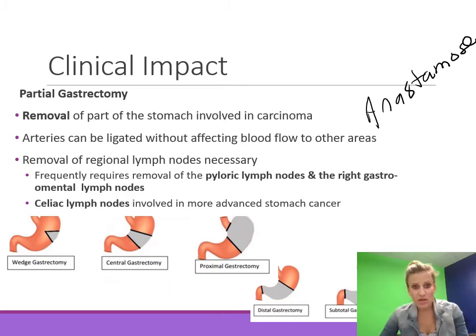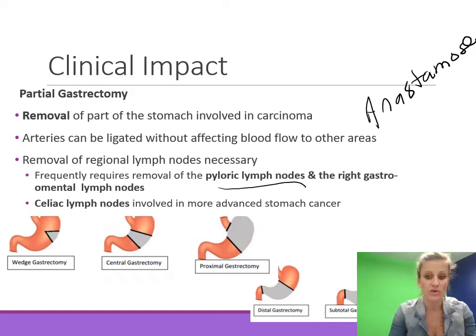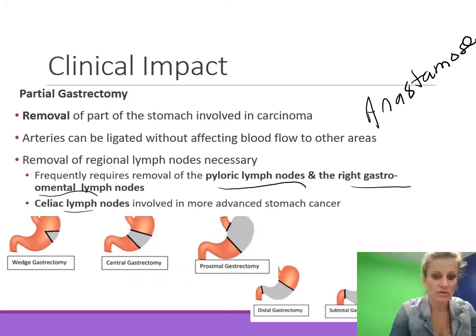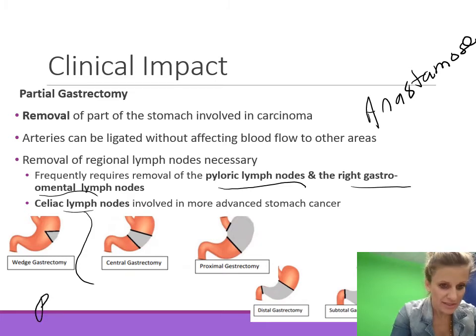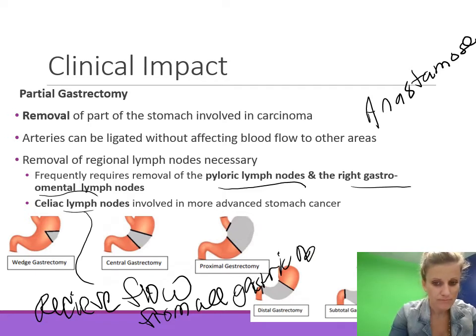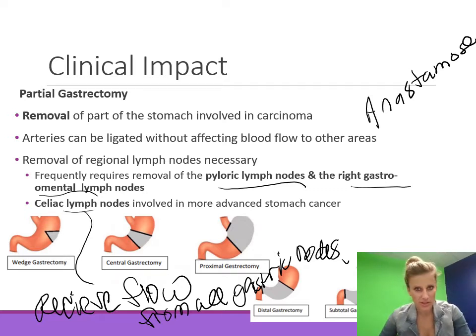When carcinoma of the stomach occurs, you typically need to remove the regional lymph nodes as well because of metastasis. Cancer is most frequently present in the pyloric region of the stomach. So when we're removing lymph nodes, it's typically the pyloric lymph nodes that are removed, as well as the right gastro-omental lymph nodes, because those are just upstream of the pyloric lymph nodes. If the stomach cancer is advanced, it might require removal of the celiac lymph nodes. The celiac lymph nodes receive lymph flow from all gastric nodes. So regardless of where the cancer is, if it's advanced, removal of the celiac nodes would be necessary.